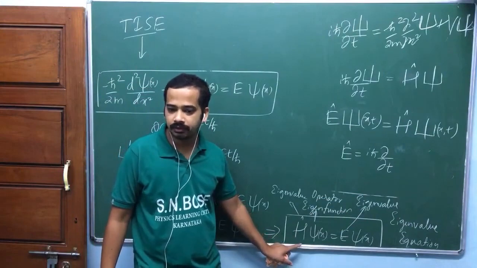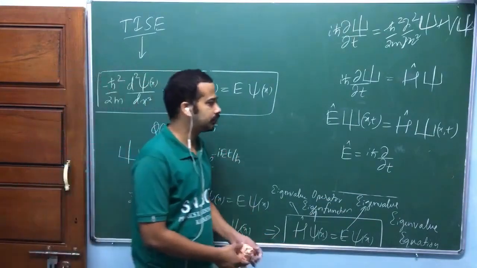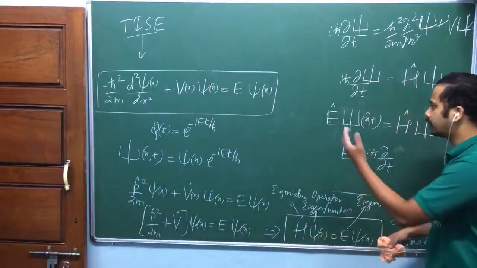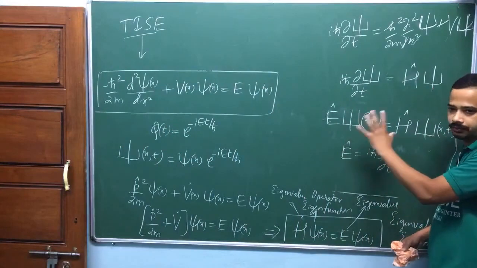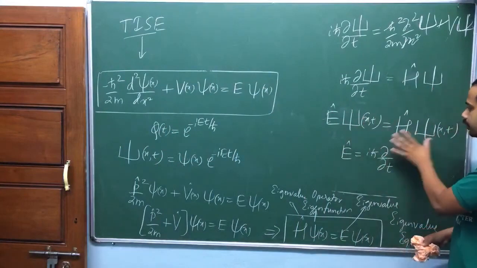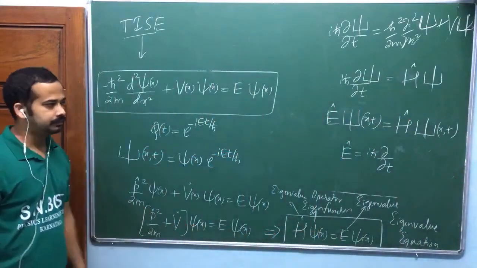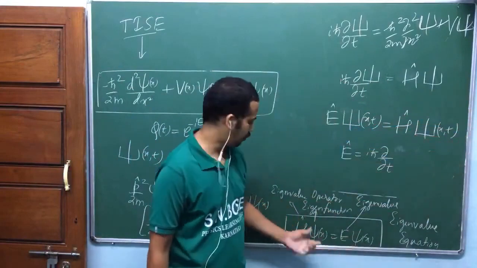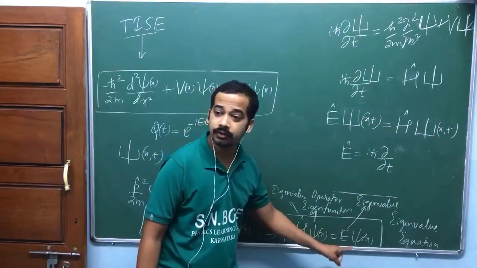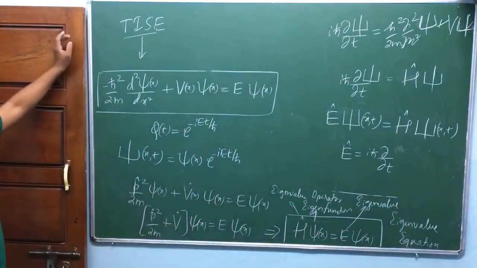Now, the time independent Schrodinger equation is an eigenvalue equation. For the time dependent Schrodinger equation, operating this one is similar to operating this one. Whatever you get if you operate on this one is the same as if you operate on this one. This is operator into function. This is different: operator into function, constant into function. Find the difference.